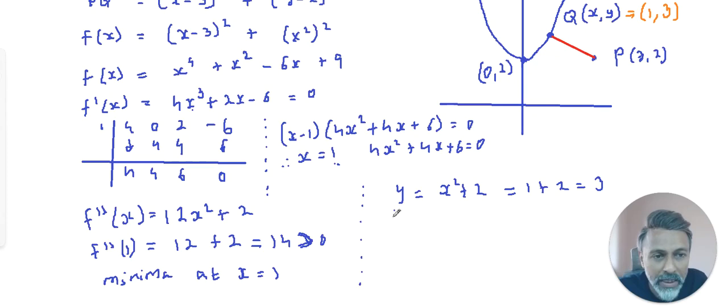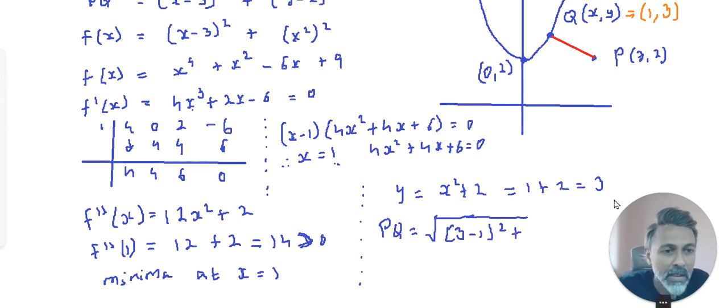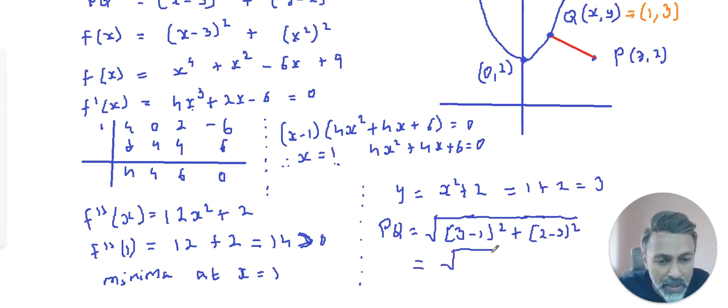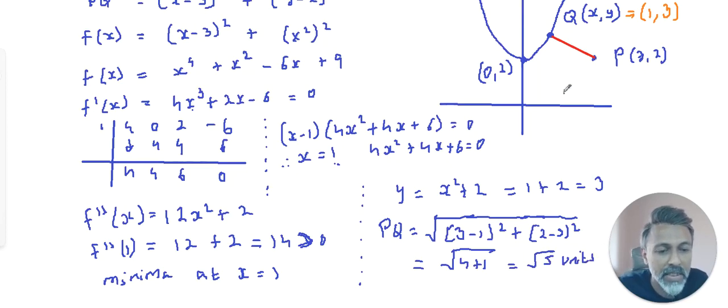They are also asking us to get the distance PQ. We can use the distance formula. PQ is equal to root of (3 minus 1), x2 minus x1 whole square, (3 minus 1) whole square, plus (2 minus 3) whole square, is equal to 4 plus (minus 1) square, which is 1. So 4 plus 1 is equal to root 5 units. So the nearest or the shortest distance between the soldier and the enemy jet is root 5 units.